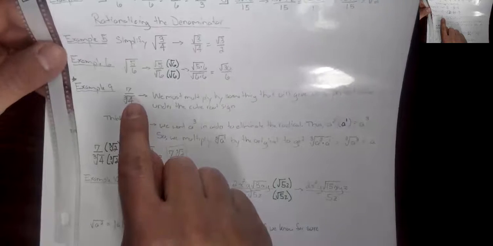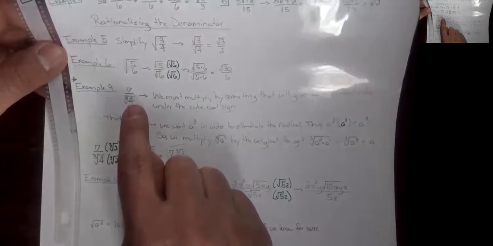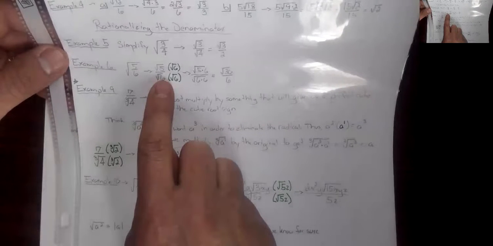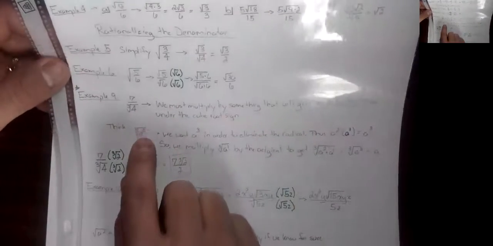Now, where it gets tricky is when you don't have a square. We're talking a cube root here. There is no perfect cube of 4. When there's a square root, it doesn't matter. You just multiply by the same thing and you get that number out. When it's a cube root, you must multiply by something that will give us a perfect cube. You want to think, what does 4 divide into that's a perfect cube? Or what can I multiply 4 by to get a perfect cube? And you want the lowest, smallest perfect cube you can get.